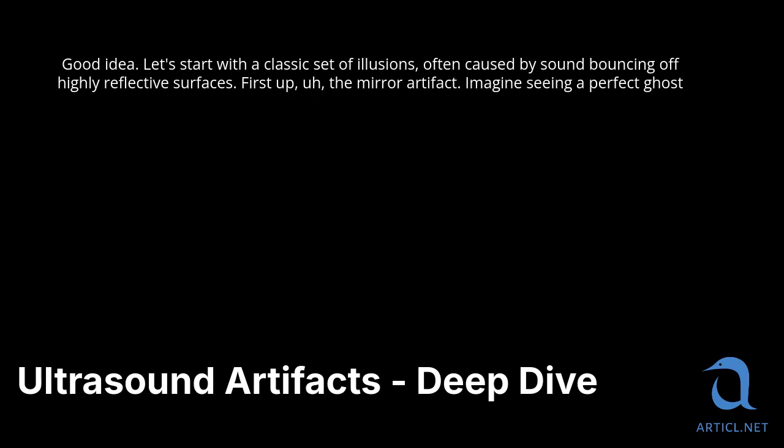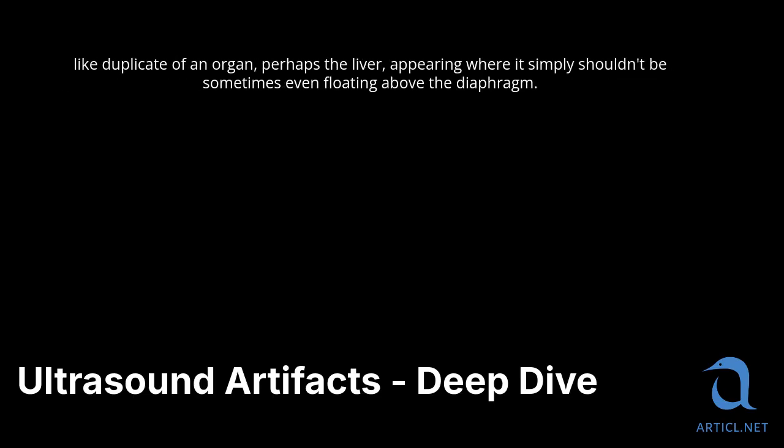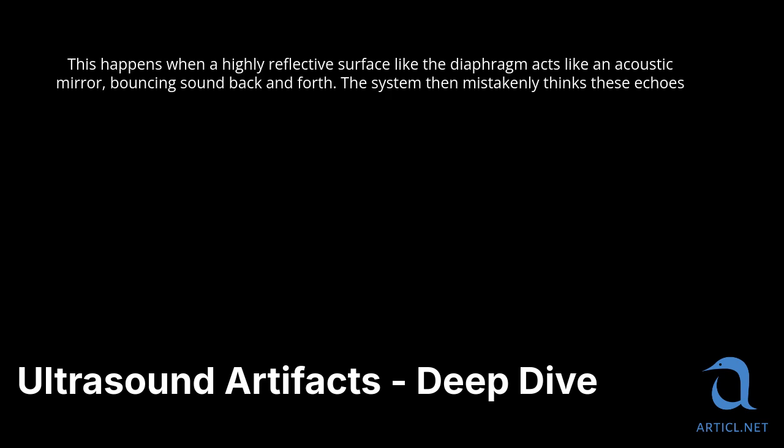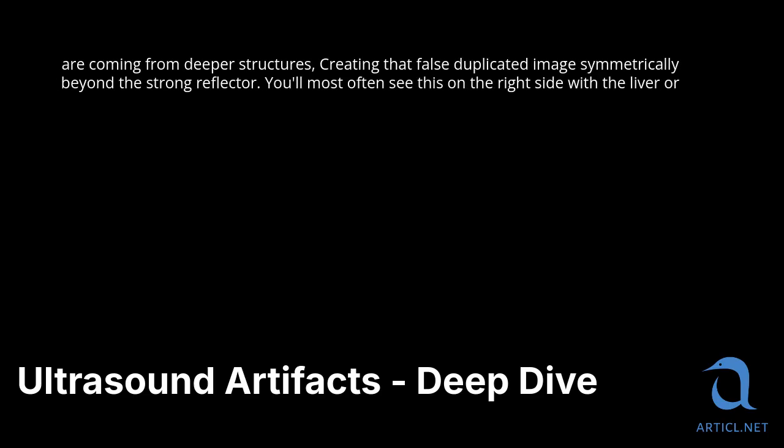First up, the mirror artifact. Imagine seeing a perfect ghost-like duplicate of an organ, perhaps the liver, appearing where it simply shouldn't be, sometimes even floating above the diaphragm. Wow. This happens when a highly reflective surface, like the diaphragm, acts like an acoustic mirror, bouncing sound back and forth. The system then mistakenly thinks these echoes are coming from deeper structures, creating that false, duplicated image symmetrically beyond the strong reflector. You'll most often see this on the right side, with the liver or maybe the spleen.